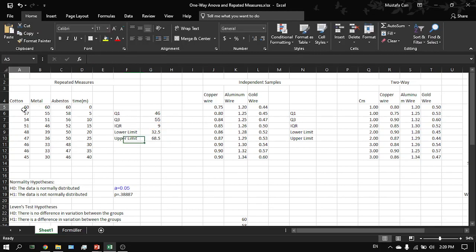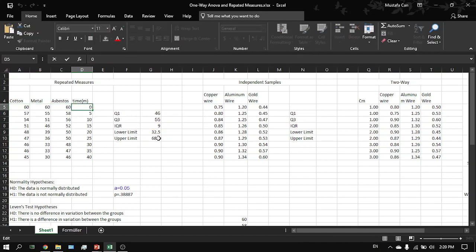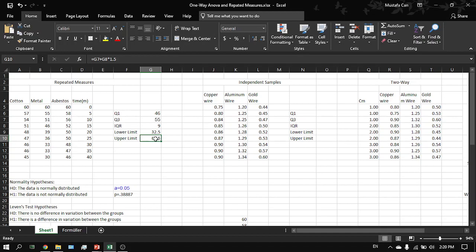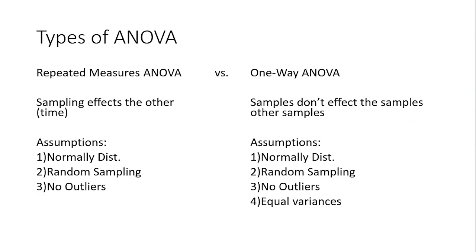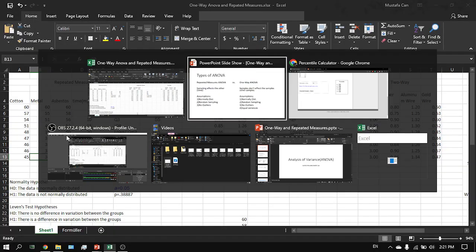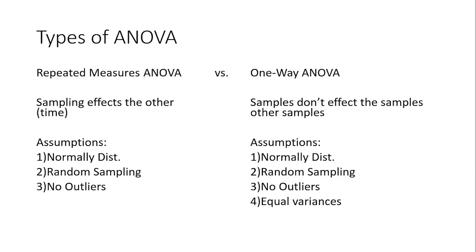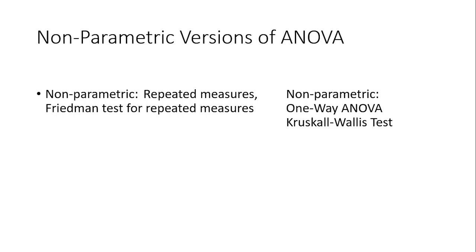So I have no value over 60, so we don't need to worry about the upper limit, but the lower limit, we see that one data point, not variable, our one data point is faulty, so we can remove it. But in this case, we say that we didn't meet the assumptions, so we'll do the non-parametric version of repeated measures ANOVA, which is the Friedman test.